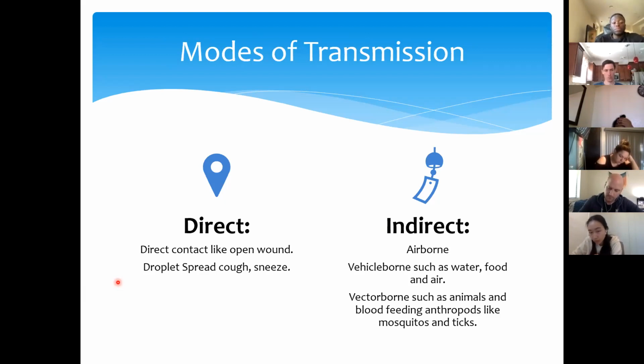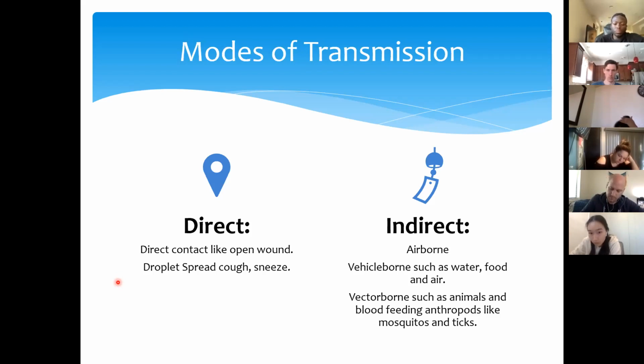Sexually transmitted diseases would be direct transmission because of the contact between mucous membranes. Indirect would be airborne, so through ventilation systems, breathing in particles or spores that were mixed up in soil and then released into the atmosphere.